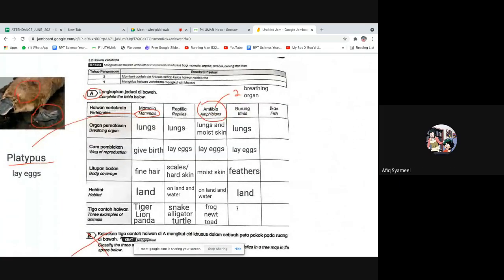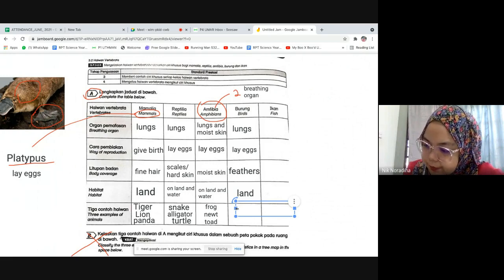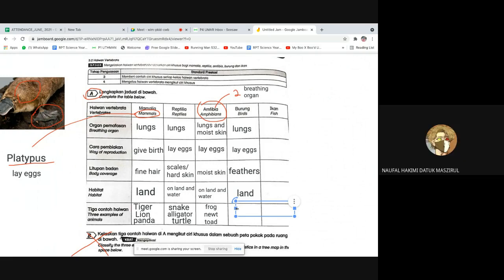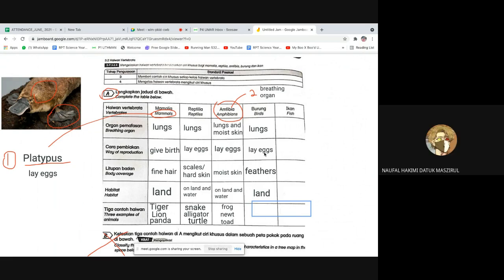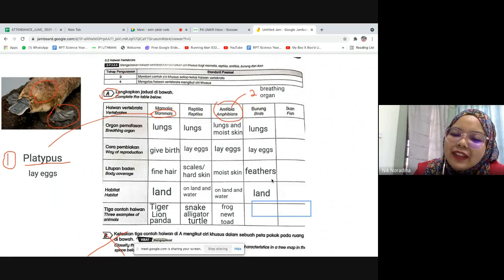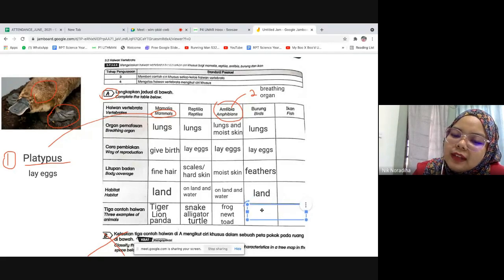Naufal Hakimi, can you give teacher one example of an animal under group bird? Duck. Okay, duck. Does duck lay eggs or give birth? Lay eggs. Duck lays eggs. Does duck have feathers or not? Yes. Okay. Does duck live on the land or not? No. Another one. Can Alpha give teacher another example? An animal that has lung, lays eggs, has feathers, and lives on the land.